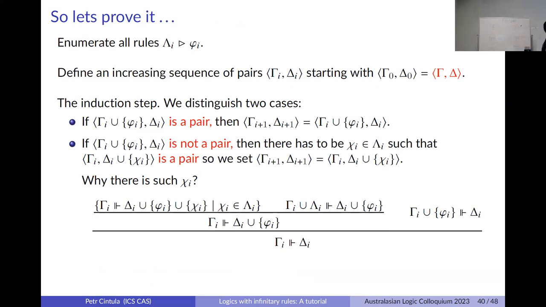So we construct an increasing sequence of pairs, as you would expect. And the important thing is, we enumerate all the rules we have. That's why we need the axiomatic system to be countable. So we enumerate all the rules. And then we look at each rule and ask, can we consistently add its conclusion to the premises? So Gamma_i, Delta_i is a pair. Can we add the conclusion of the rule and still have a pair? If we can do it, let's do it. And if we cannot do it, there has to be one of the premises we can add to the delta, to the things which should not be true. And this is just one easy use of strong cut for finite deltas. Now this would actually work in general, but then we would get PEP for the deltas.